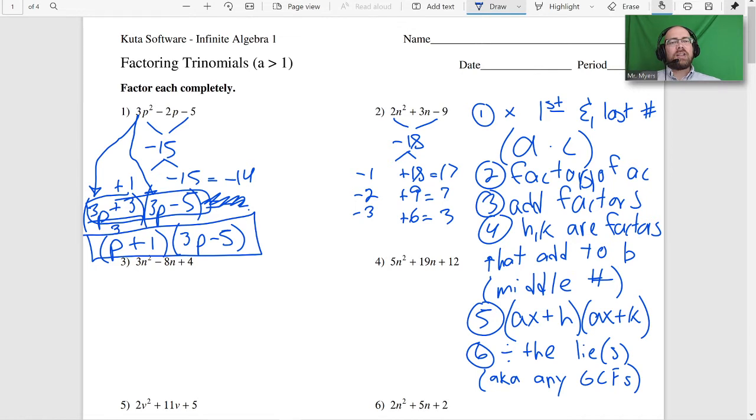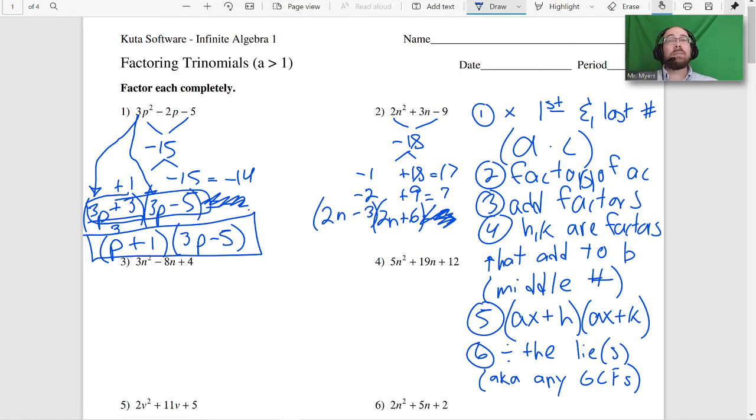And then step 4, h and k are going to be the factors that add to b, which is the middle number. And that would be the -3 and the 6. So then we put step 5, ax plus h, ax plus k. Scribble that out there. And then step 6, divide the lies.